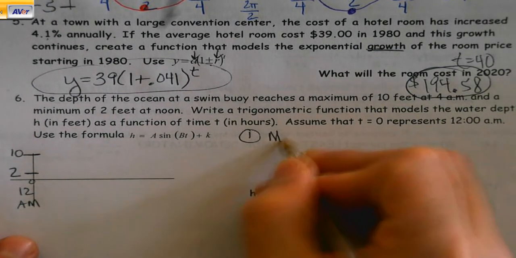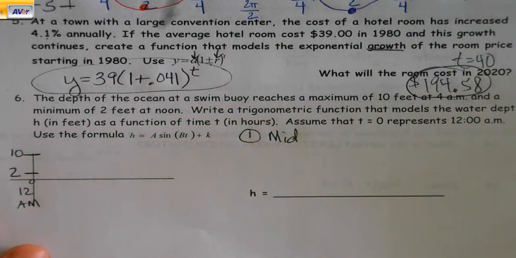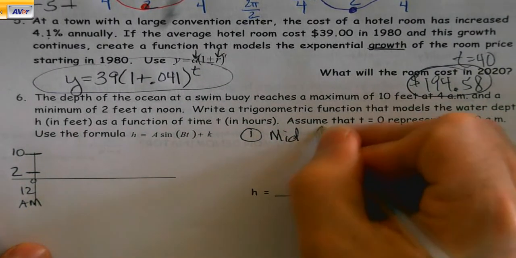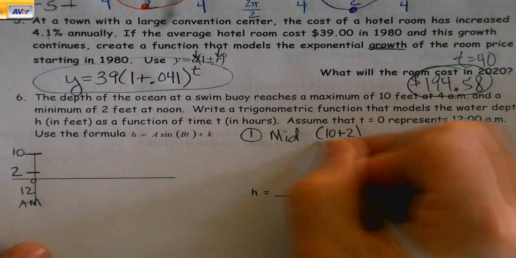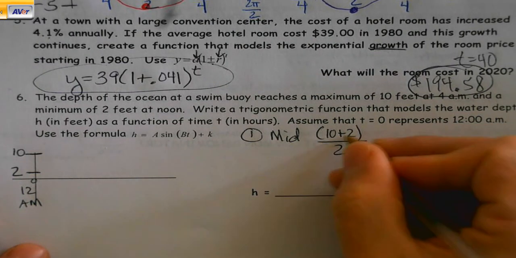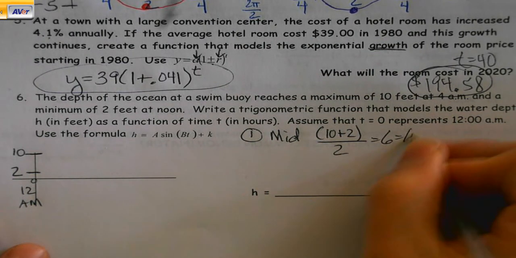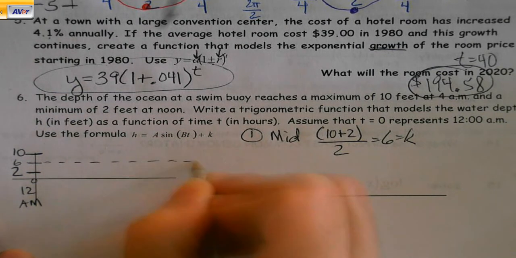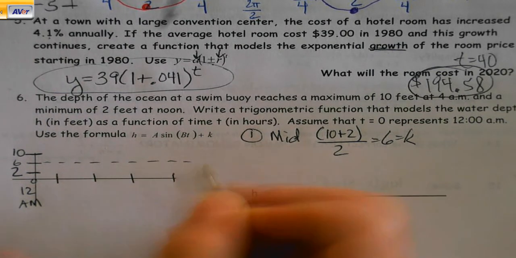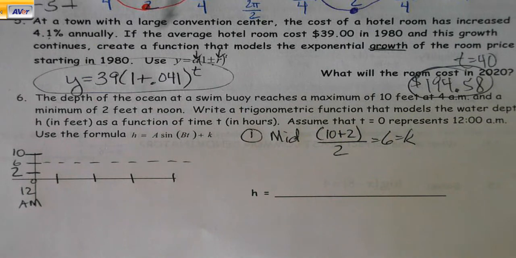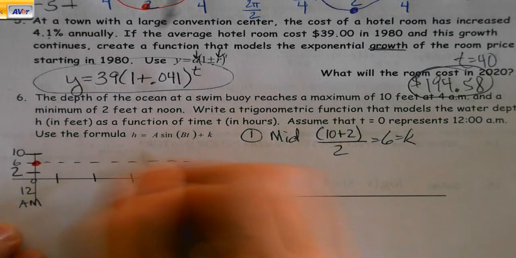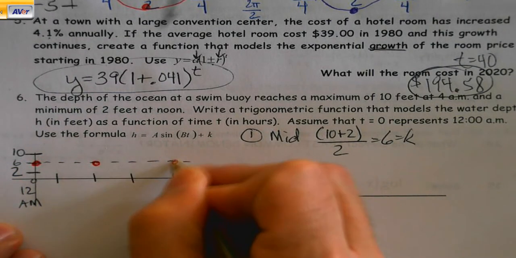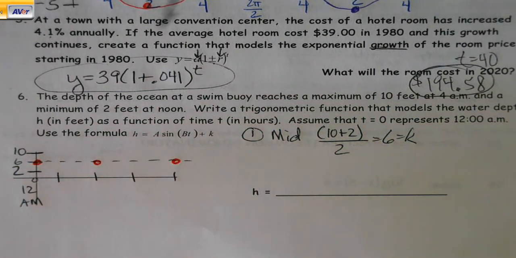Numero uno. Find your midline. Find your k value. Max plus min divided by 2. 12 divided by 2 is 6. So what does that tell me? That tells me not only my midline or my k value, it also tells me where my first, third, and fifth points are.